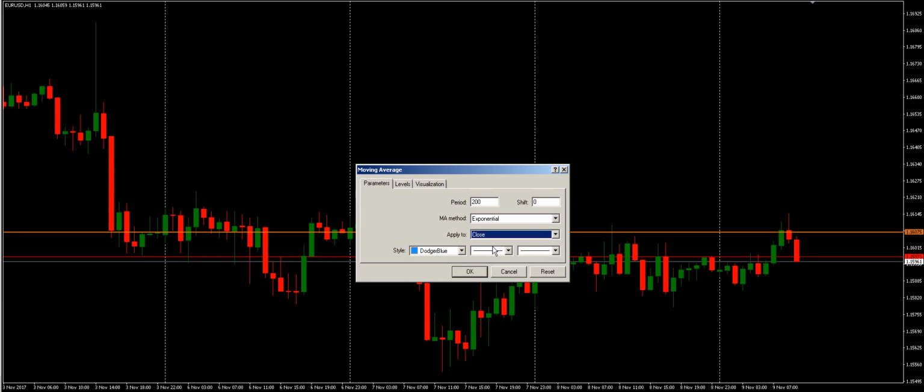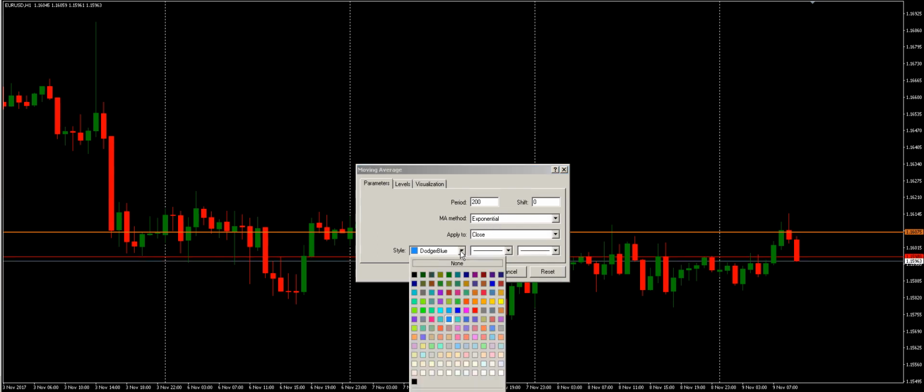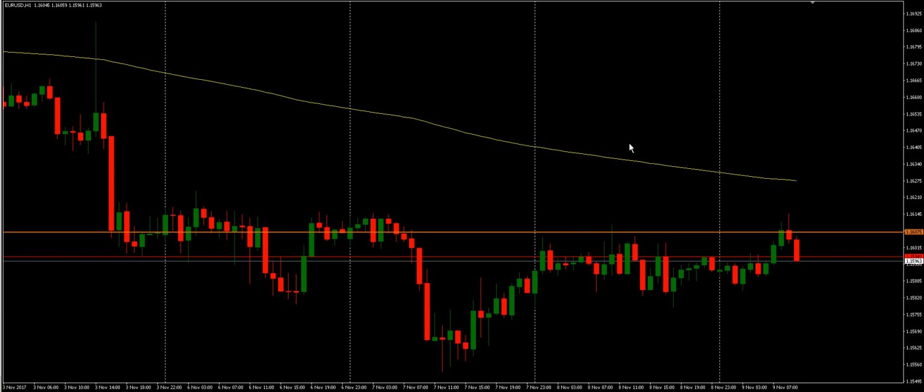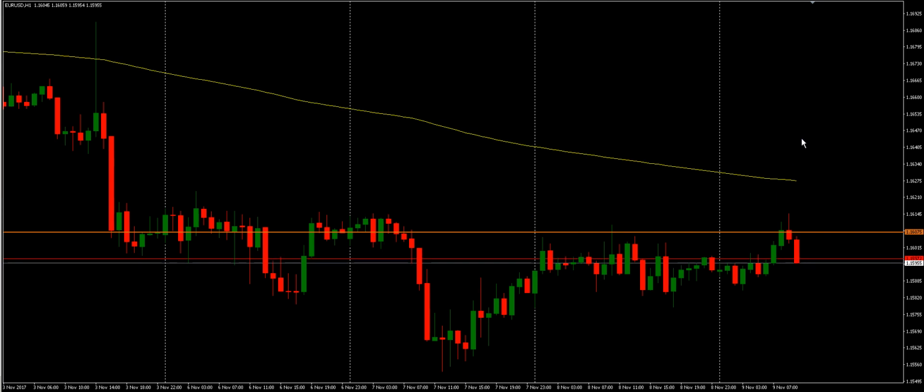Sorry about that, some mail coming in. And we're going to make it some other color so we don't confuse it with the other ones. Let's make this one yellow just for the sake of it, just to see it. Now as soon as I drew it, you see this line here. This is our 200 exponential moving average.